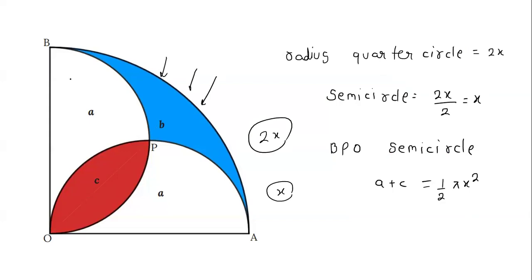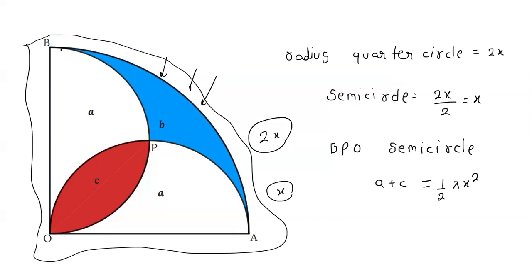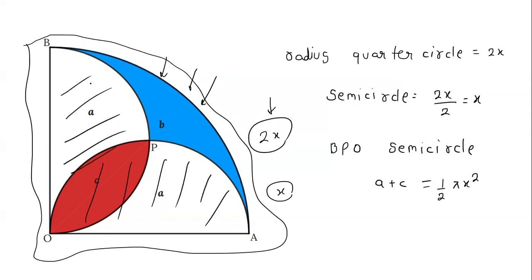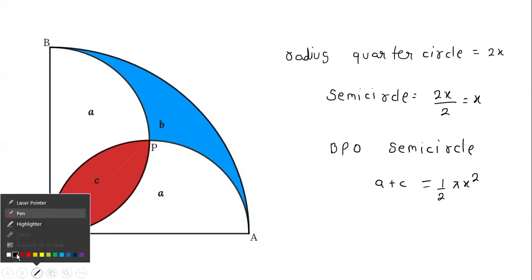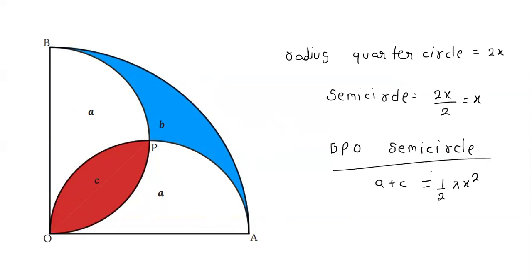This outer quarter circle you see is 1/4 of the full circle. This is our bigger quarter circle and its radius is 2 times x. And these are two semicircles and their radius is x. So now we have this information.